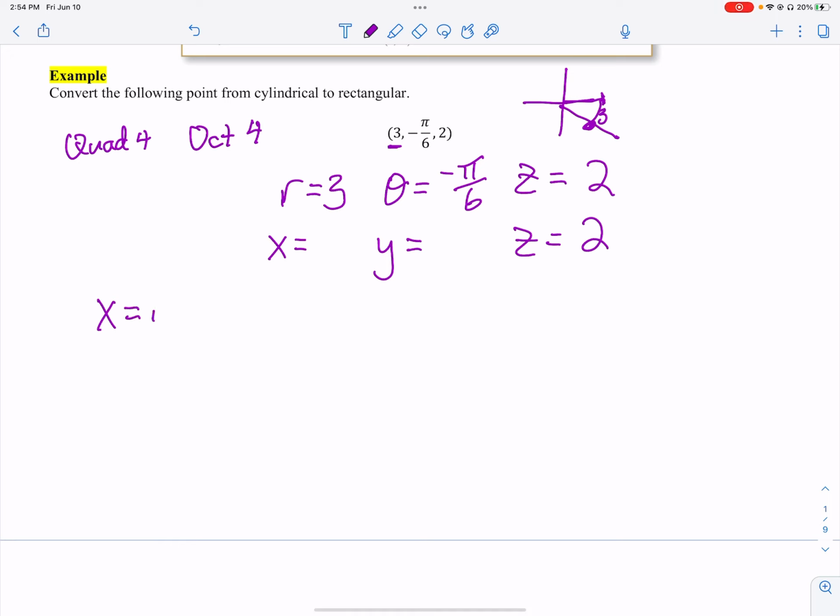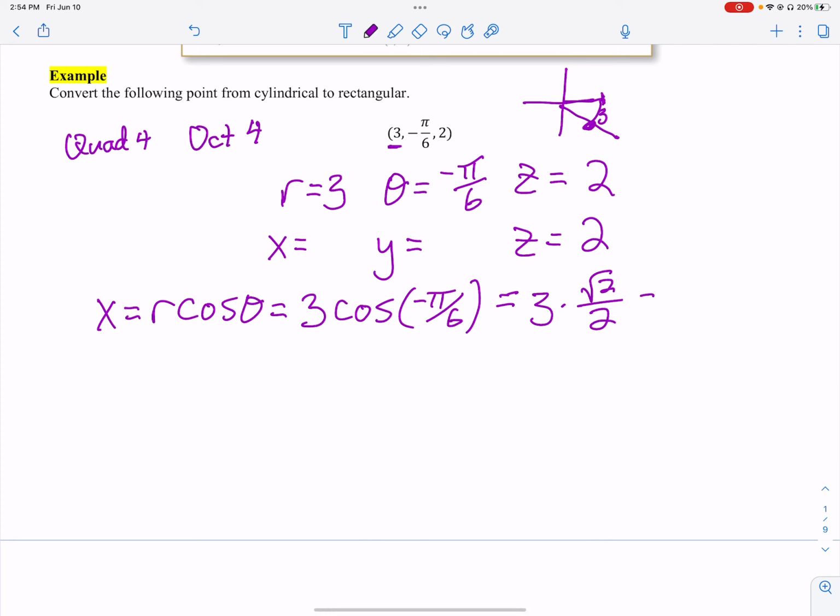So x equals r cosine theta. So 3 cosine negative pi over 6. That goes down. That is a small triangle there. Cosine is an x value for that. So this is equal to 3 times radical 2 over 2. That gets me 3 radical 2 over 2.